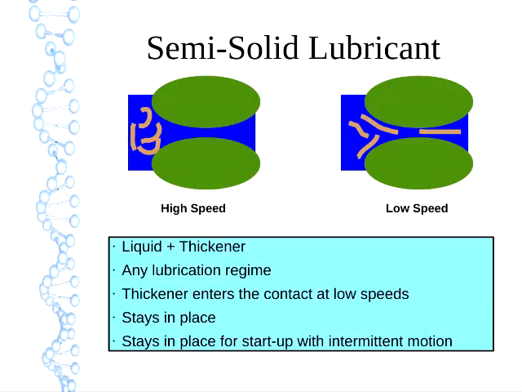So with a semi-solid lubricant, this is again a grease. You've got a liquid plus a thickener, and then some additives as well. It can be in any lubrication regime from boundary to hydrodynamic. What we see is that at low speeds, the thickener tends to enter contact, whereas at high speeds, it does not, and it's just the oil that does the lubrication. A semi-solid lubricant is good because it has a lot of the benefits of a liquid lubricant, but it's able to stay in place, and that especially helps in startup or with intermittent motion.